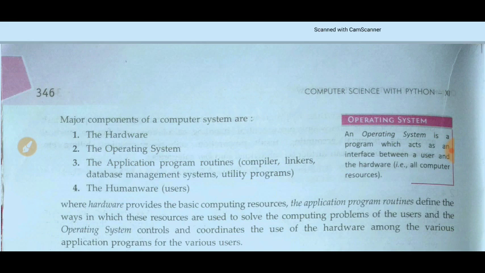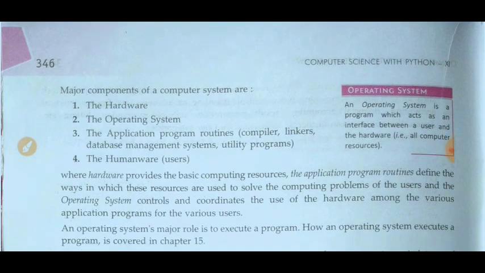You cannot say that parts of a computer like keyboard, mouse, monitor, printer are the computer system. These are not a component fully. These come under hardware only. Means keyboard, mouse, monitor, printer are nothing but hardware. But we require four things here. One is hardware, second is operating system, third is application program routines like compilers, linker, database management system, utility programs. What are these? I will explain one by one afterwards.